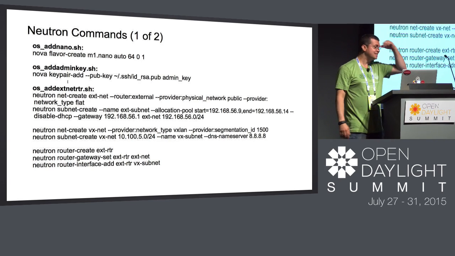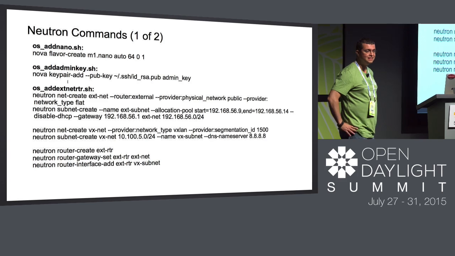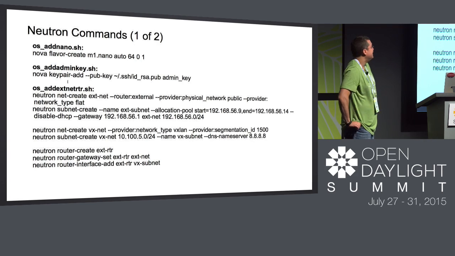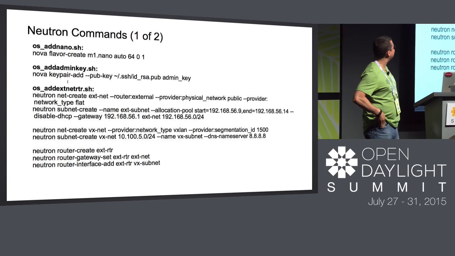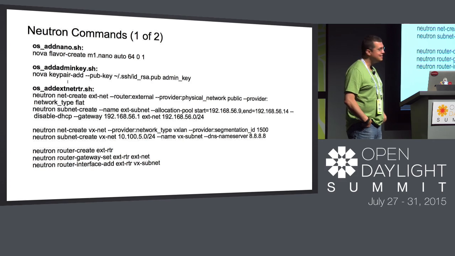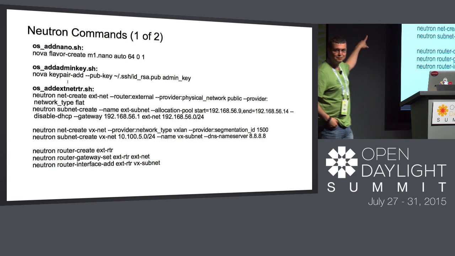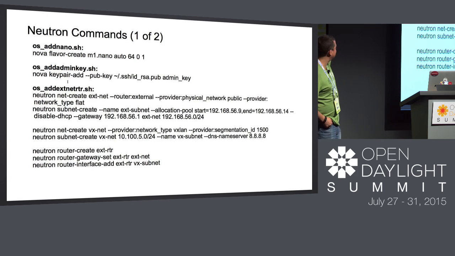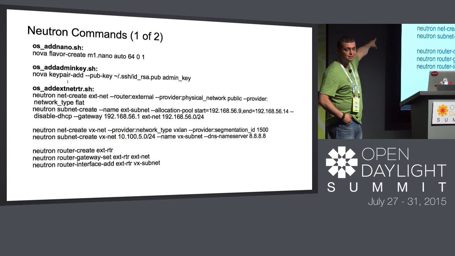The add_nano.sh is basically creating the flavor that we're going to boot our tenants with, the nano flavor image. Add admin key is also pretty boring. It's basically creating an SSH key that gets put into the VMs, so you can SSH into them without providing a password. The third one is the more fun one: you're creating two networks, an external network and an internal network, and then adding a subnet to them.